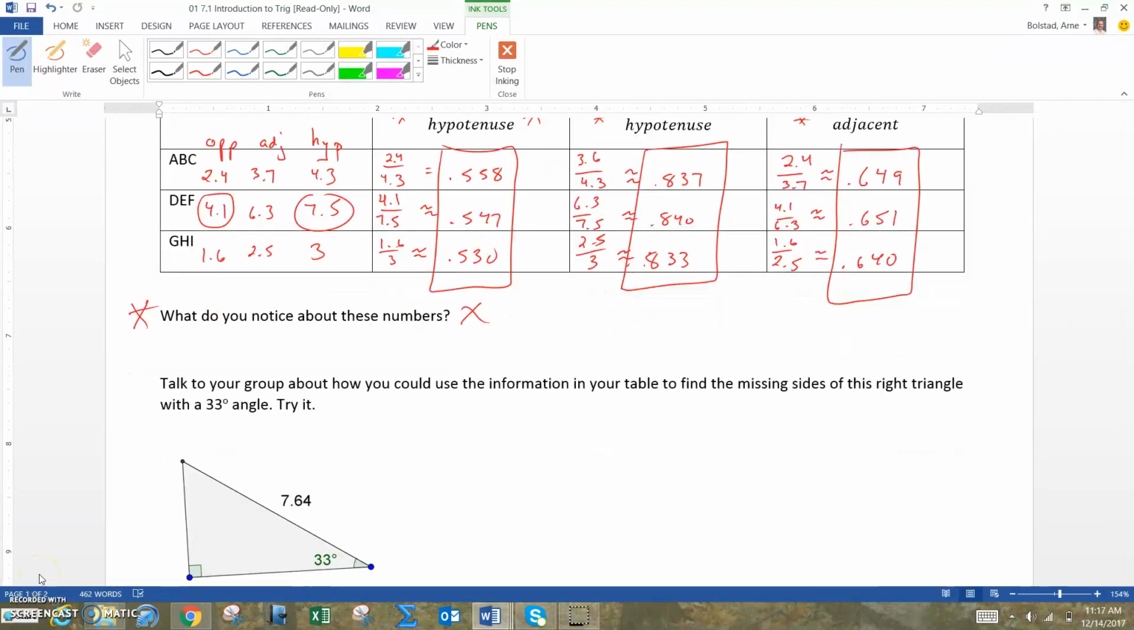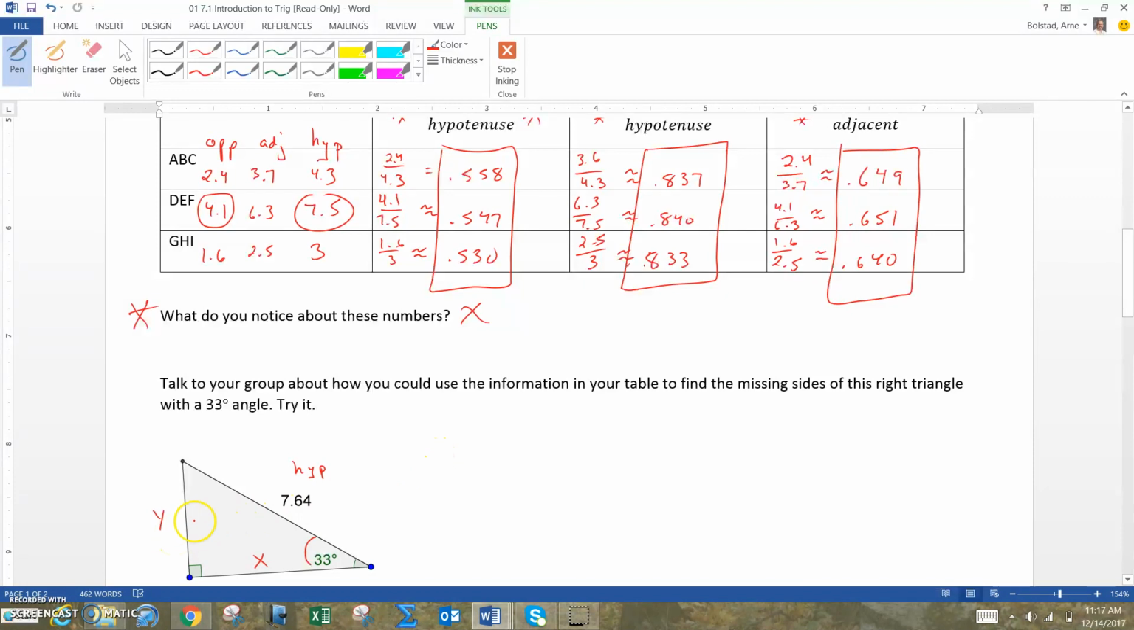So the question is, how can we use that? Well, again, if we've got a 33-degree angle here, again, a different triangle than all the others we've had, and the hypotenuse is 7.64. Again, that is the hypotenuse. I'm going to call this side opposite the y, and this side adjacent the x. The question is, how can we find the lengths of sides if we know what we know from above with that 33-degree angle and the 7.64?